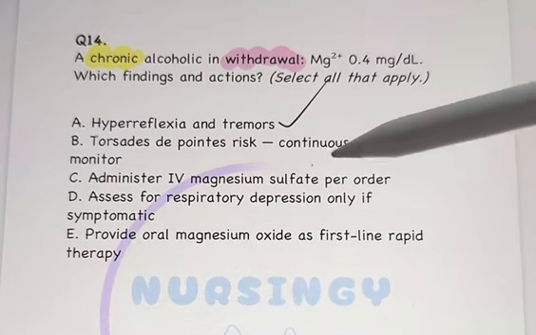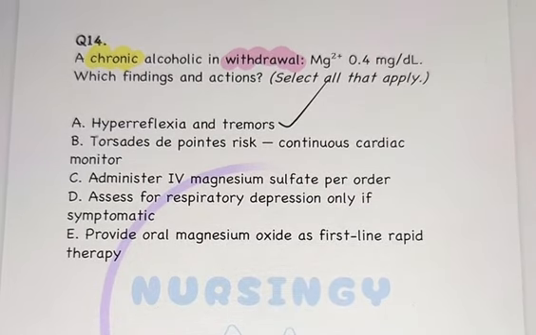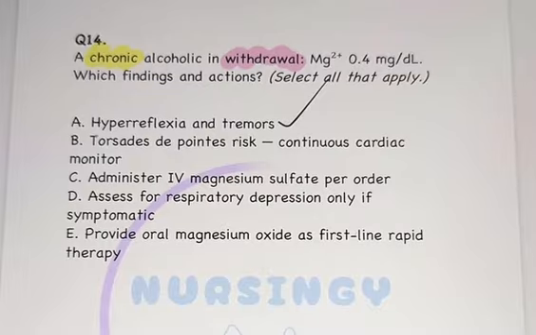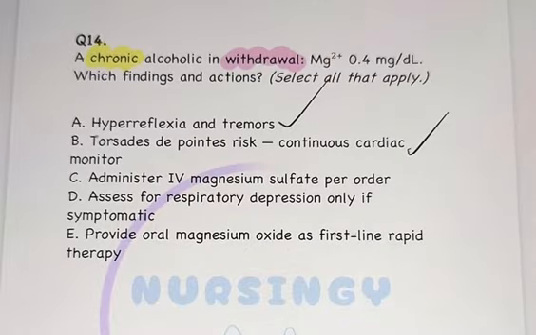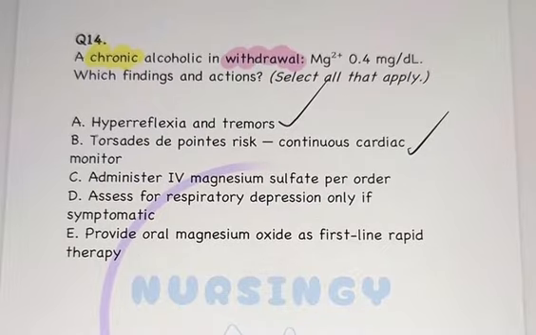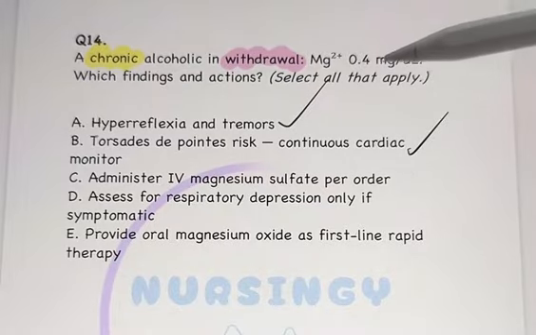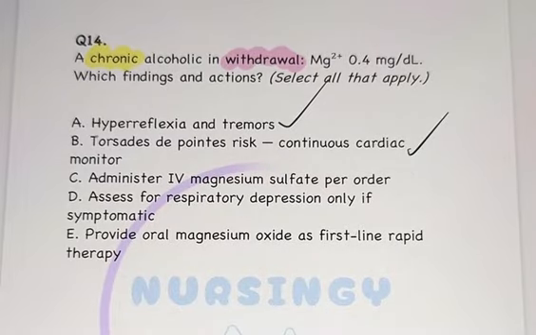Torsades de pointes risk, continuous cardiac monitoring, is B correct? Yes. B is yes, because magnesium maintains cardiac rhythm. So if it is critically low at 0.4, then definitely we need to put the patient on cardiac monitoring.